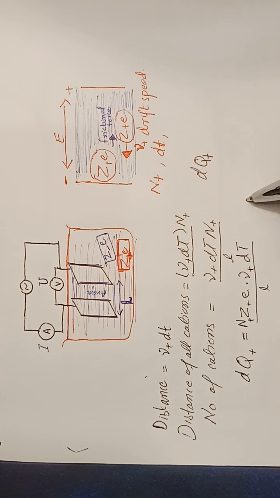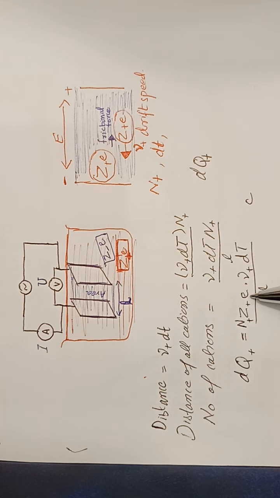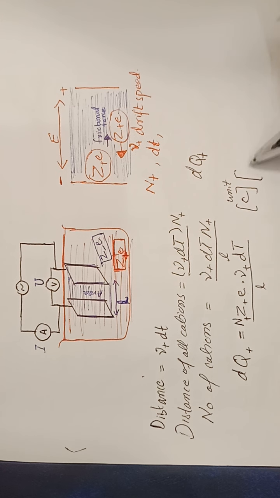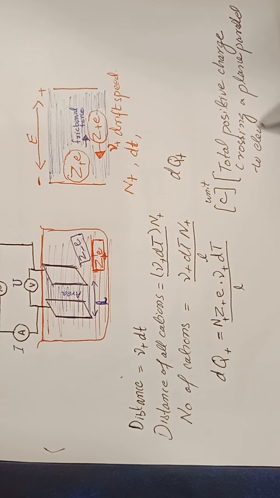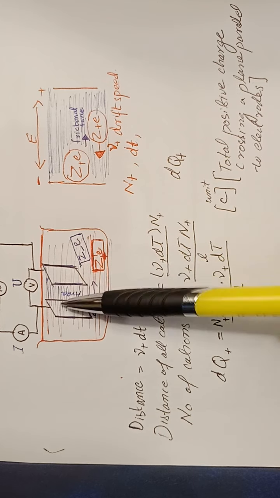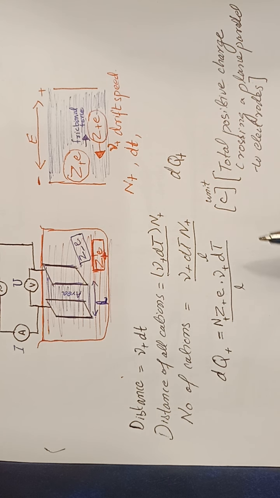So this term has the unit of coulomb, which is coming from the elementary charge. This equation is giving the total positive charge crossing a plane parallel to the electrodes. Here we have this plane which has been highlighted in blue as area.